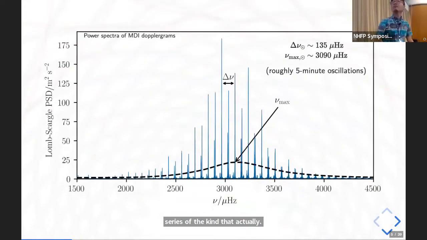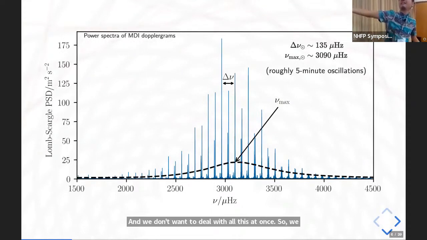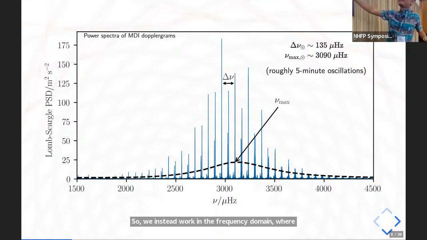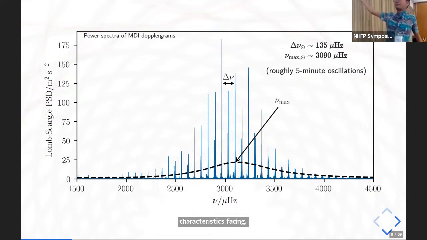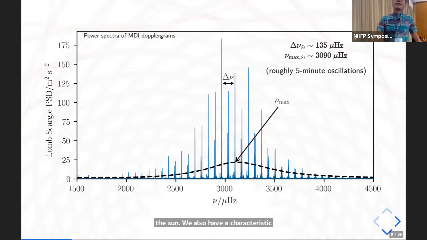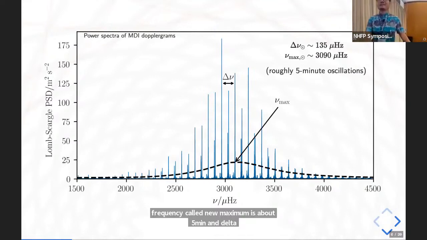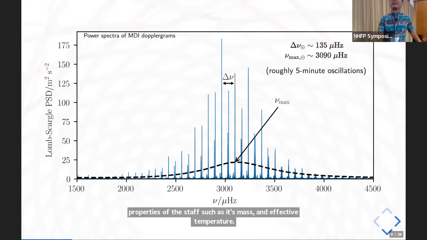So we instead work in the frequency domain, where typically we would see for a solar-like oscillator a series of peaks like that shown. You can see that we have several series of peaks, each of which is separated by a characteristic spacing delta nu, and I put the solar values here for the sun. We also have a characteristic resonance frequency called nu max that is about 5 minutes. Delta nu and nu max together depend on the global properties of the star, such as its mass, radius, and effective temperature.